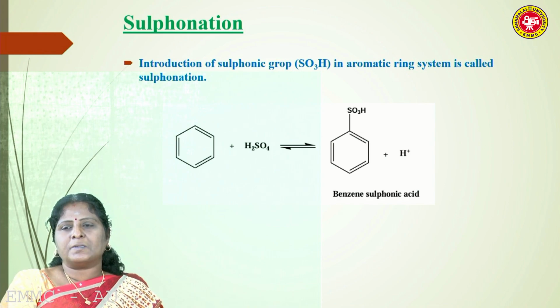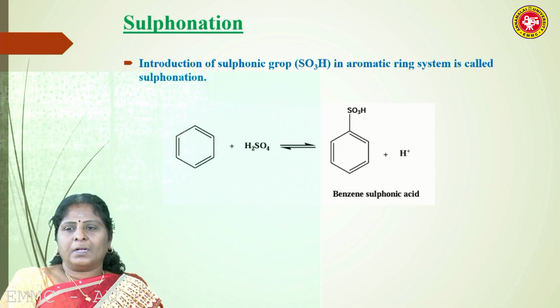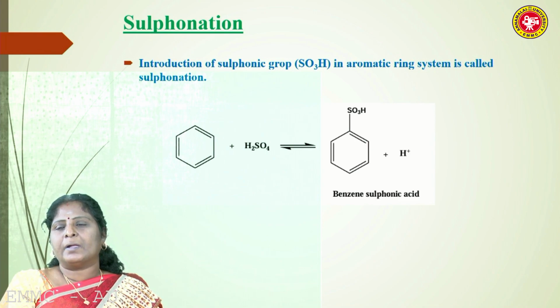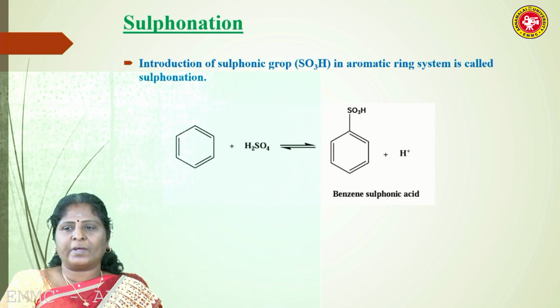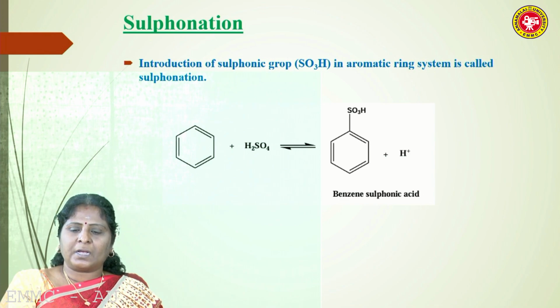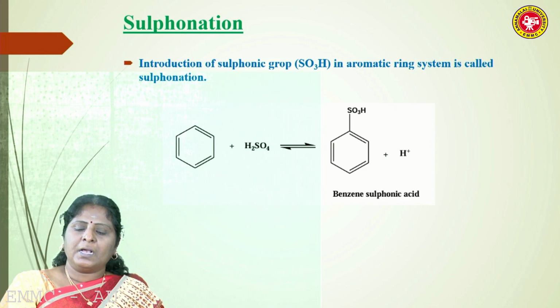The next mechanism is sulfonation. This is a very good example of a neutral species acting as the electrophile. In these cases, sulfur trioxide is the attacking species, and fuming sulfuric acid is the required reagent for sulfonation reactions. Introduction of a sulfonic group in an aromatic system is called sulfonation. Actually, the attacking species is only sulfur trioxide.